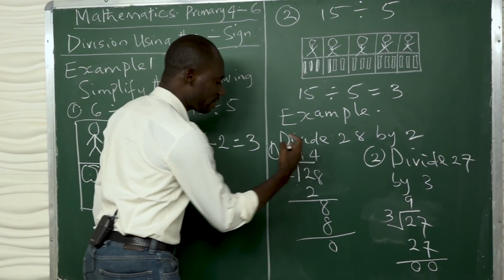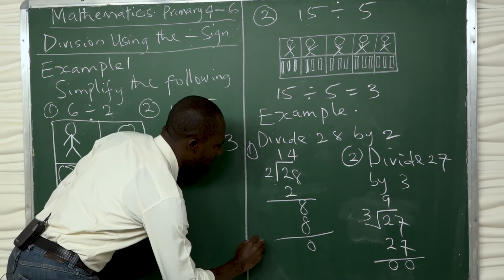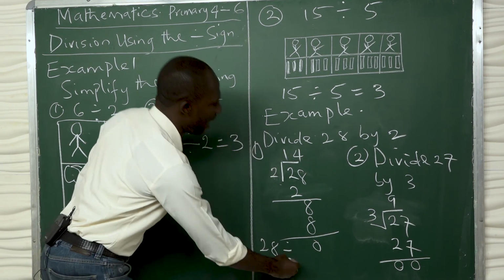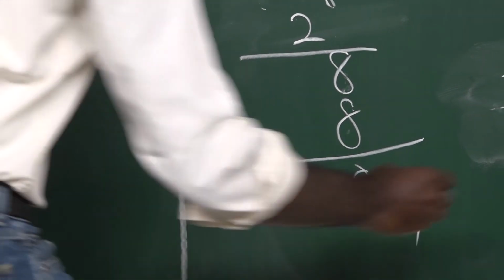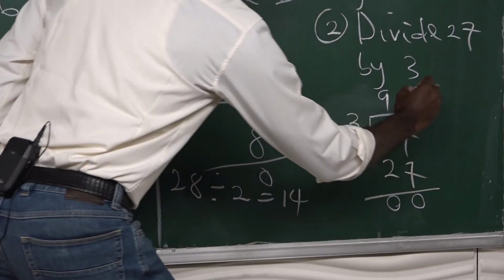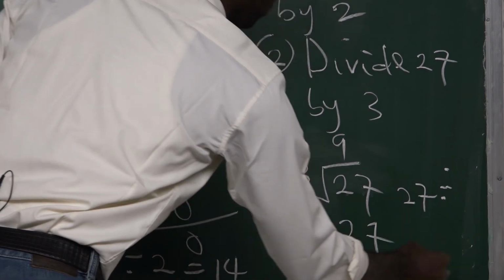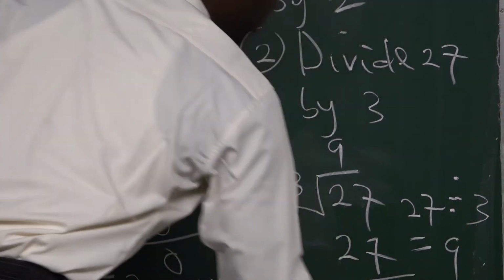Here, the answer is 14. We can write our answer for this. We can have 28 divided by 2 is 14. Here, we can have 27 divided by 3 is equal to 9.